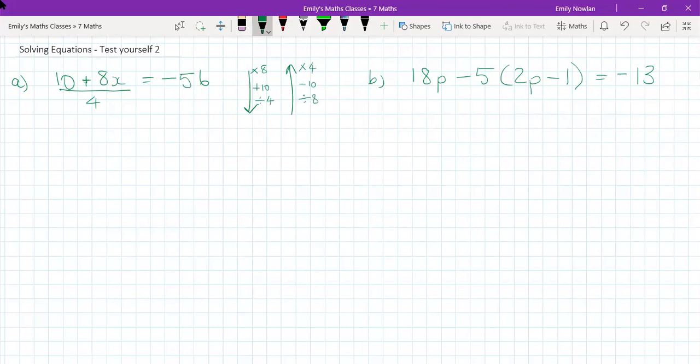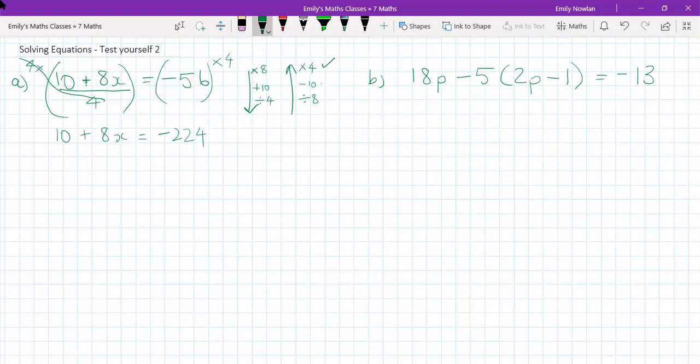So let's go ahead and do that. First of all, we want to times by 4 up here. So I'm going to put big brackets around these because I want to times by 4. So 4 on the top goes with a 4 on the bottom. So I'm left with 10 plus 8x equals, what is minus 4 times 56, minus 224.